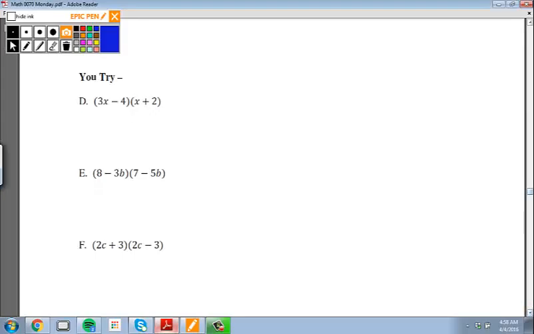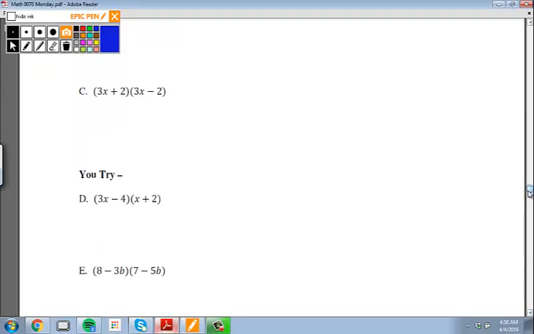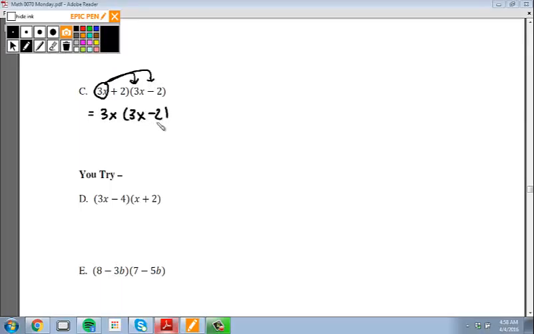Alright, let's move on to C here. Where did C go? I have no idea where C went. Alright, here we go. 3x plus 2 times 3x minus 2. Distribute the 3x. So 3x times 3x minus 2 will give me 9x squared minus 6x. Then I have the plus 2 times the 3x minus 2. That is 6x minus 4.